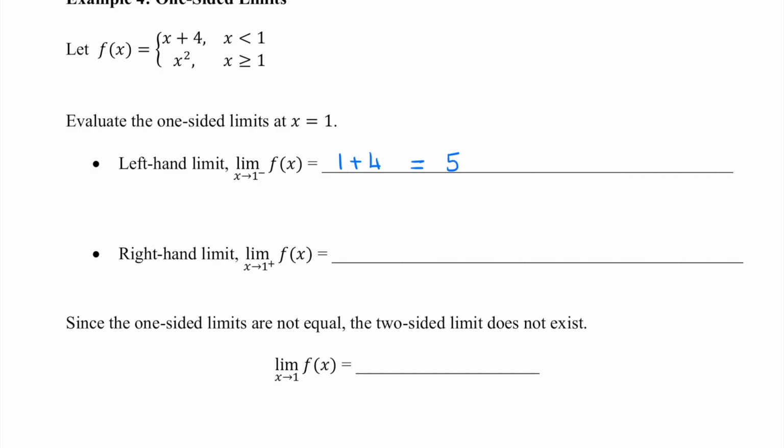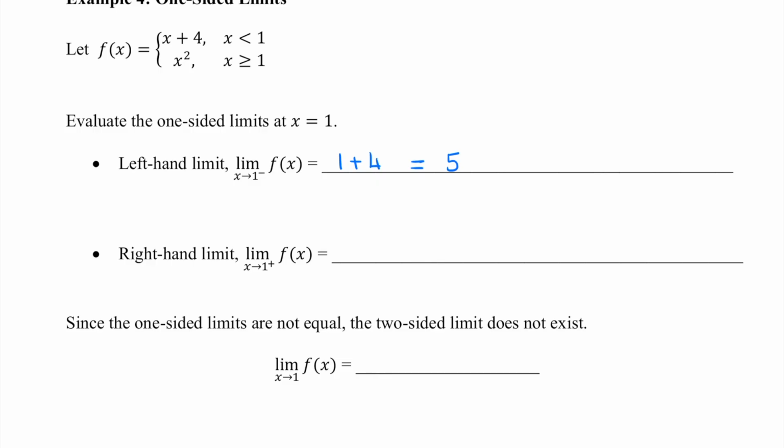Now, let's find the right-hand limit. We write limit of f of x as x approaches 1 from the right. Do not forget the little plus sign. If we are approaching 1 from the right, that means we are using values greater than 1. So which rule applies? We are using the rule for x greater than or equal to 1. So f of x is x squared.